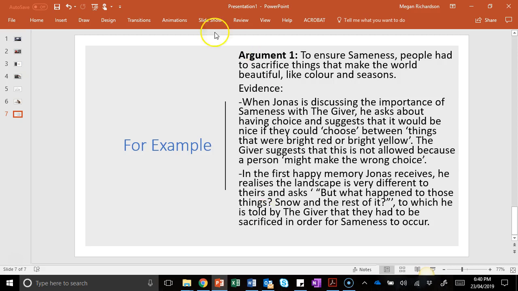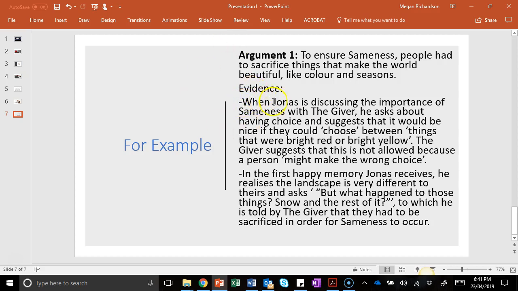Okay, so the first bit. The first piece of evidence I found was this one. And you'll notice with this, what I've done is I've given the event and I'm putting quotes in with the event. That's the way that I would do it. I would try and do both a quote and an event at the same time. So talk about the event and then put the quote in while you're talking about it. So let me show you.